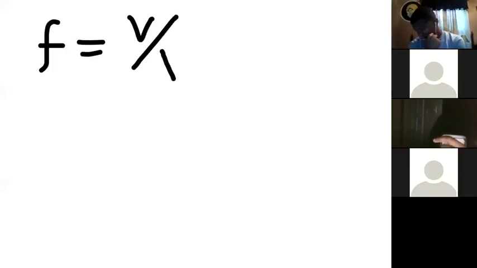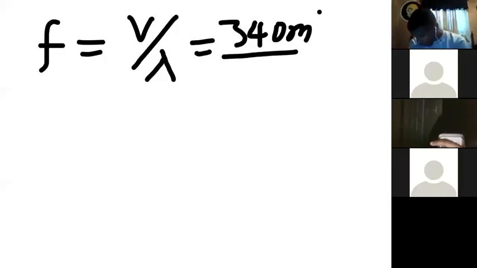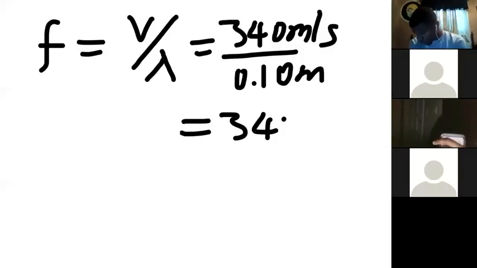Can you pull that back up? No, this is recording, so I cannot go backwards. But what we did, we said the frequency is equal to speed over wavelength, which is 340 meters per second divided by 0.10 meter, which is 3,400 hertz. That's what we just did.